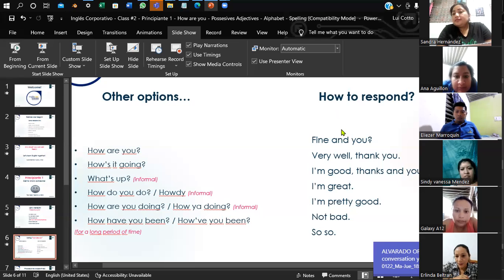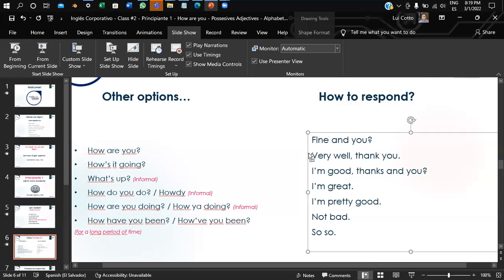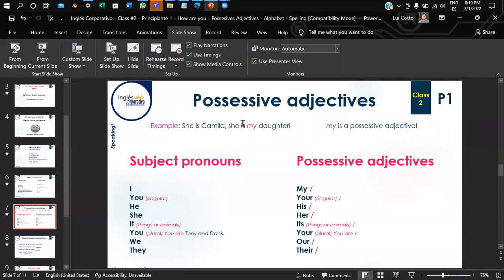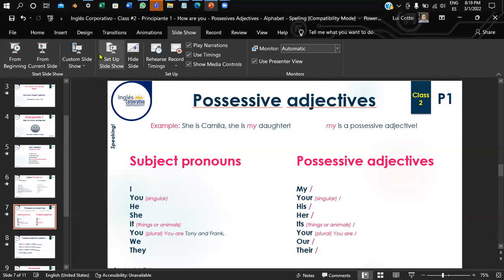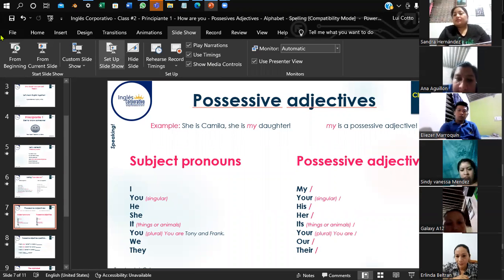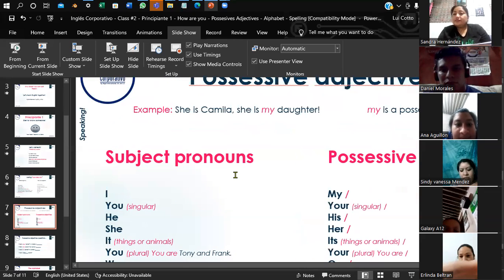Let's continue with the next part. We are going to check the next one. Okay. Let's see. Let's repeat possessive adjectives. Okay. The example. Possessive adjectives. Correct. The example. Can you read the example? Erlinda Beltran, please. The example.